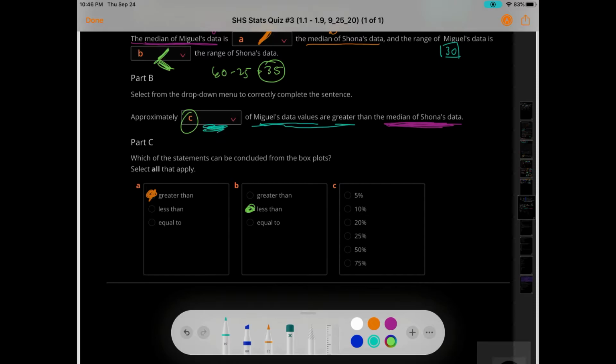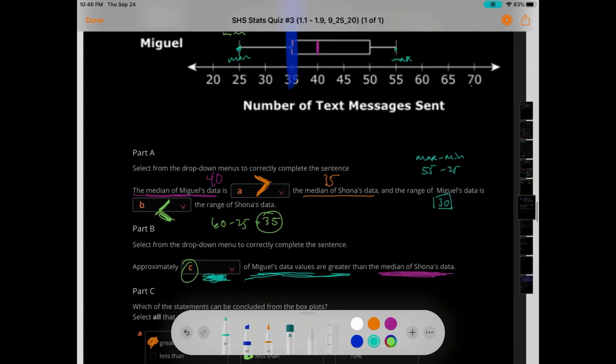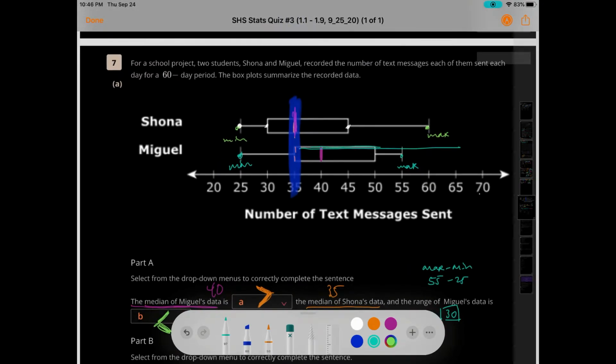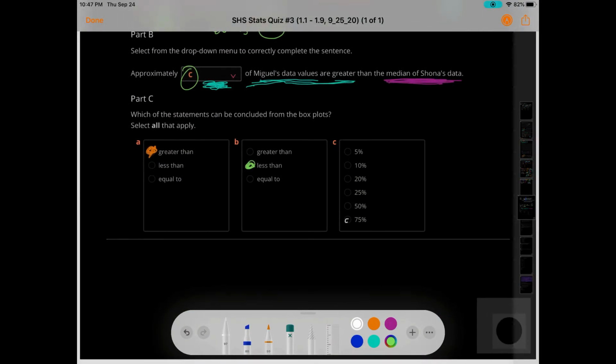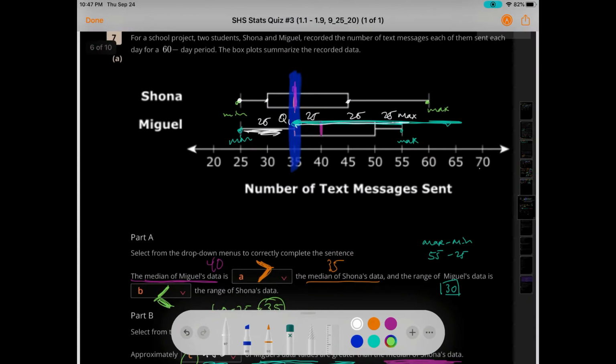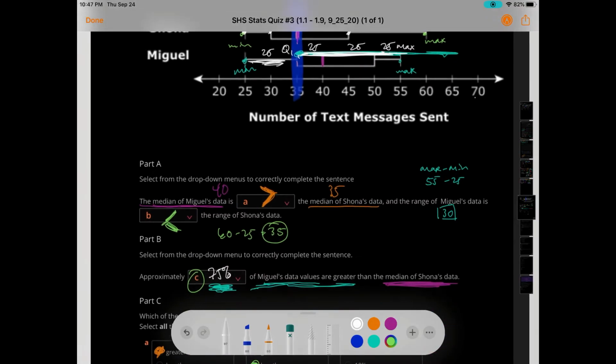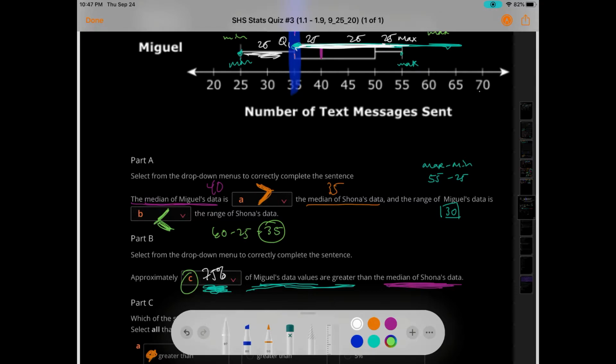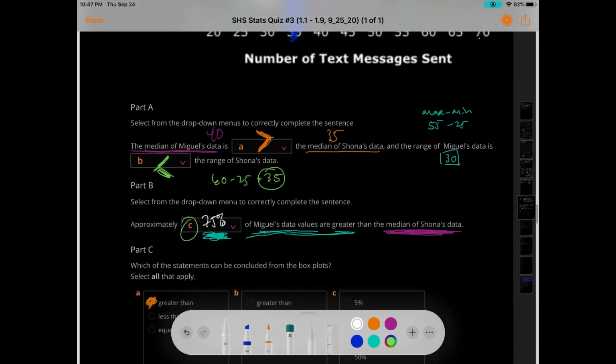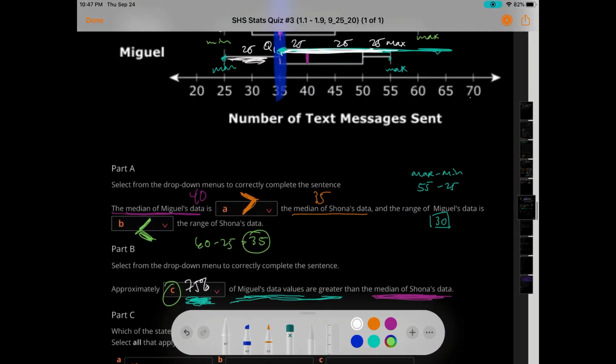So what percentage of Miguel's data is greater, or bigger, or to the right? On Miguel's, what percentage of data is from here to the last part of his box plot? Remember, this is his Q1 to his max, and each of these is 25%. So this is 25, 25, and 25, which represents 75%. Approximately 75% of Miguel's data values are greater than the median of Shona's data.